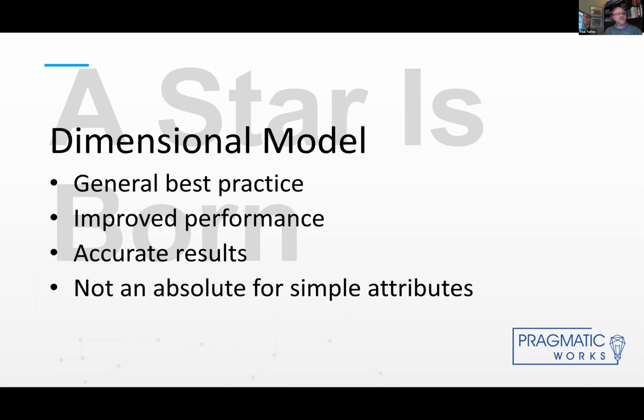It's not an absolute for simple dimensional attributes. What I mean by that is if we have a table that contains, let's say, the customer geography and our quantity and our sales amount and other numeric columns, it might be okay for that to exist in the same table, as long as that's simple data and easy to manage. You don't necessarily have to force all of your attributes out into separate dimension tables, but it is a general best practice. It's just not an absolute. There are rare exceptions for doing that.